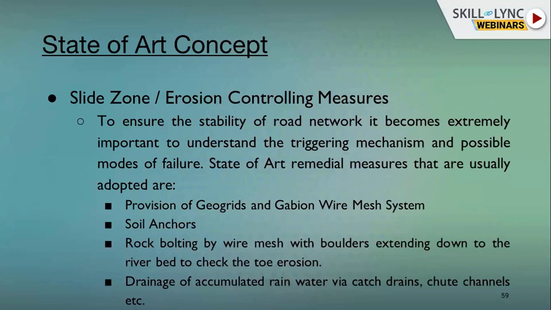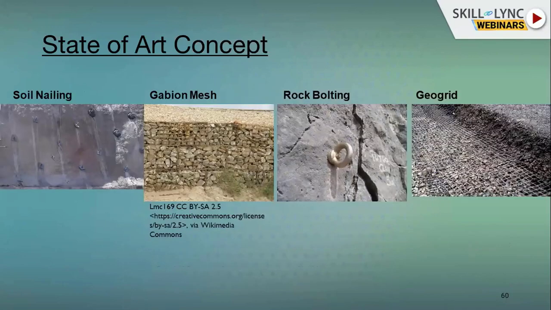Another part is the state-of-the-art concept in erosion control and slide zone management that ensures stability of the road network. It is very important now. So provision of geogrid, Gabion wire mesh, soil anchors, rock bolting by wire mesh with boulders extending down to the riverbed, and drainage of accumulated rainwater via catch drain, chute drain, etc. is covered. So this is soil nailing, Gabion mesh, rock bolting, geogrid.